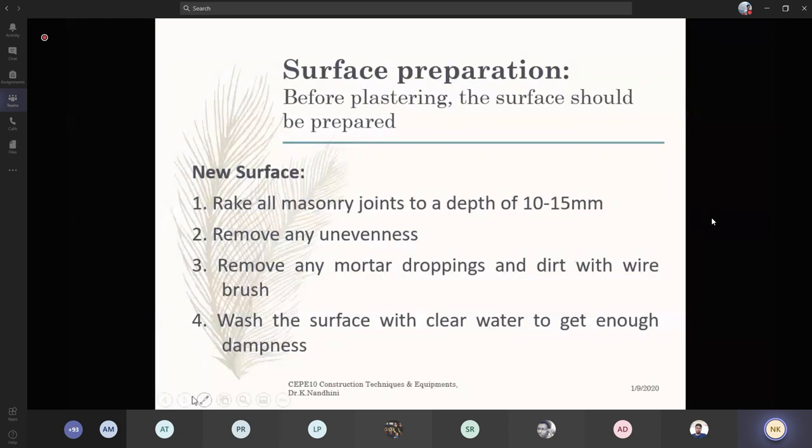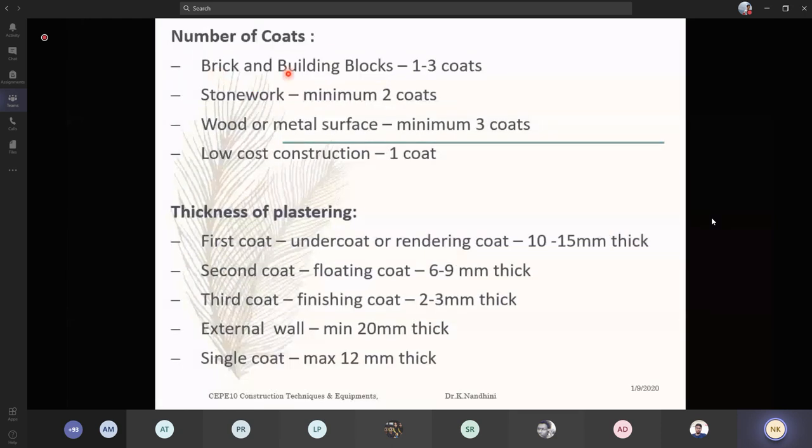Get into wet dampness. Number of coats. How many coats are we going to give? For brick and building blocks, you'll be giving 1 to 3 coats. For the stonework, minimum 2 coats.